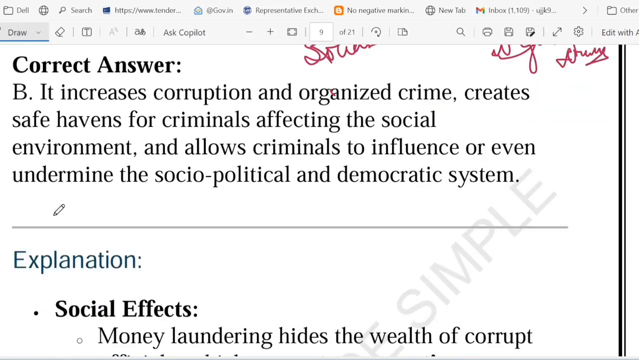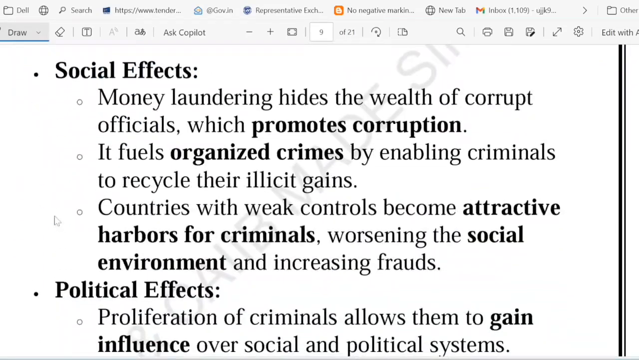Second is the political effect. If you look at the political effect, criminals gain influence. It weakens our institutions. Our institutions become weak and can even erode democracy. So money laundering is not just a financial crime. It is a threat to society, politics, and national security. I hope it is clear.